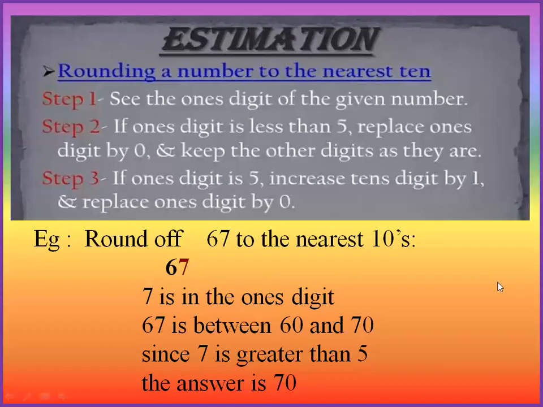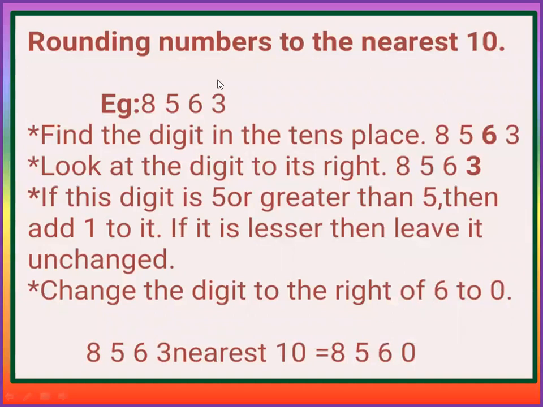Okay. You'll see one more example of the rule. Rounding numbers to the nearest 10. Here the number is 8,563. You have to round to the nearest tens. So you have to look at the number right next door. Right next door is the ones place, 3. Since this number is less than 5, you replace it with 0. So when you replace it with 0, you get 8,560. If it's going to be 5 or more, you have to add 1 to the previous number.